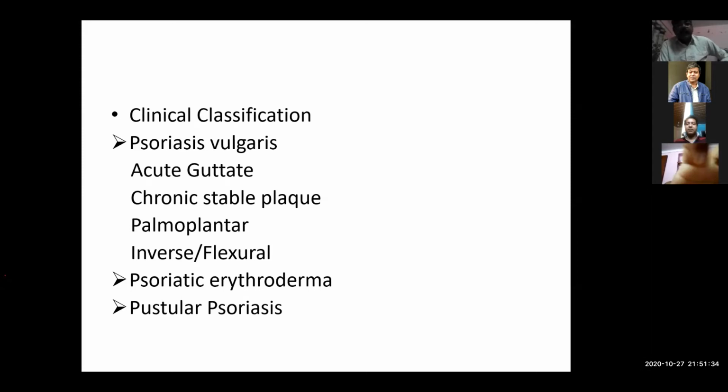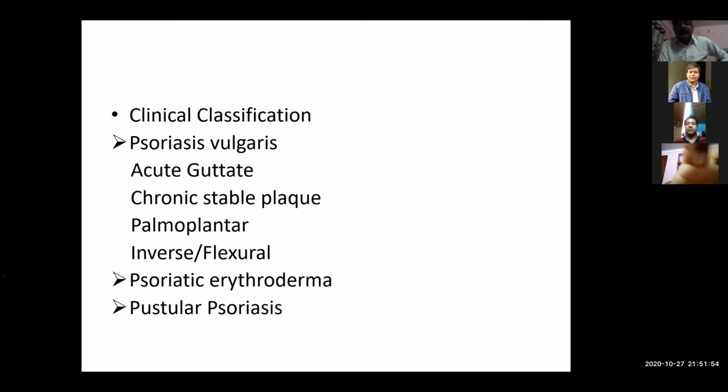Then we have chronic plaque psoriasis. Chronic stable plaque psoriasis is most important to people who suffer for a long time. Chronic plaque psoriasis, stable. In some cases, when flare-ups occur, we can say unstable variety. Then palmoplantar psoriasis, restricted only to the palms and soles, and inverse or flexural psoriasis.